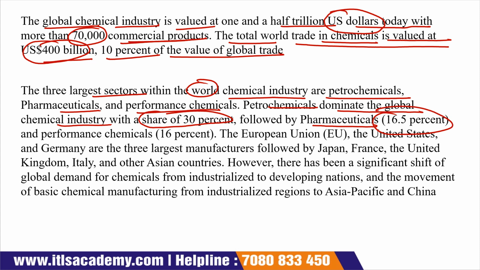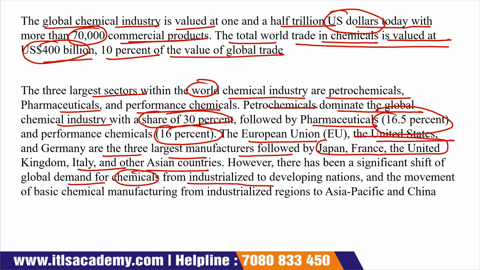Pharmaceutical is around 16.5%, and performance chemicals are around 16%. The European Union, the United States, and Germany are the three largest manufacturers, followed by Japan, France, the United Kingdom, Italy, and other Asian countries. However, there has been a significant shift in global demand for chemicals from industrialized to developing nations, and the movement of basic chemical manufacturing from industrialized regions to Asia Pacific and China.